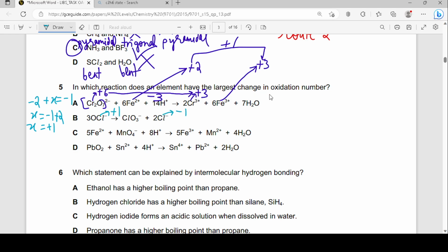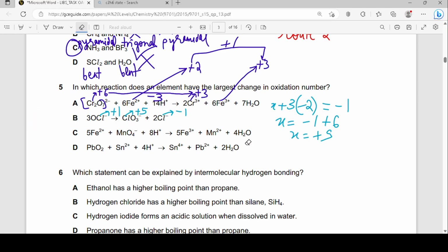Then if I go to ClO3-, I'll again take Cl as X, and O has an oxidation state of -2. Because there are 3 atoms of oxygen, it's 3 times -2, and the overall charge of the ion is -1, so it equals -1. Then -6, if you shift it to the other side, becomes +6, so X is equal to +5. So over here, Cl has a +5 oxidation state. Now let's see what the difference is.